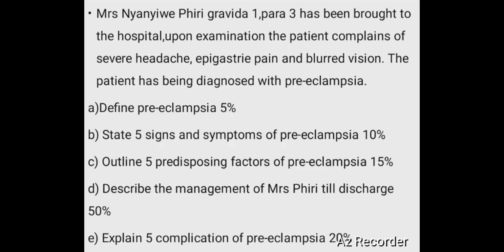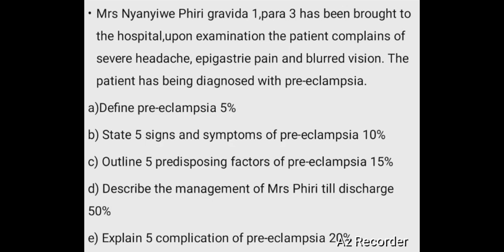So, pre-eclampsia can be defined as a complication in pregnancy which occurs when gestation age is greater than 20 weeks and the woman presents with a blood pressure of more than 140/90, protein in urine with or without edema. Then you get your full 5 marks. Okay. State 5 signs and symptoms of pre-eclampsia.